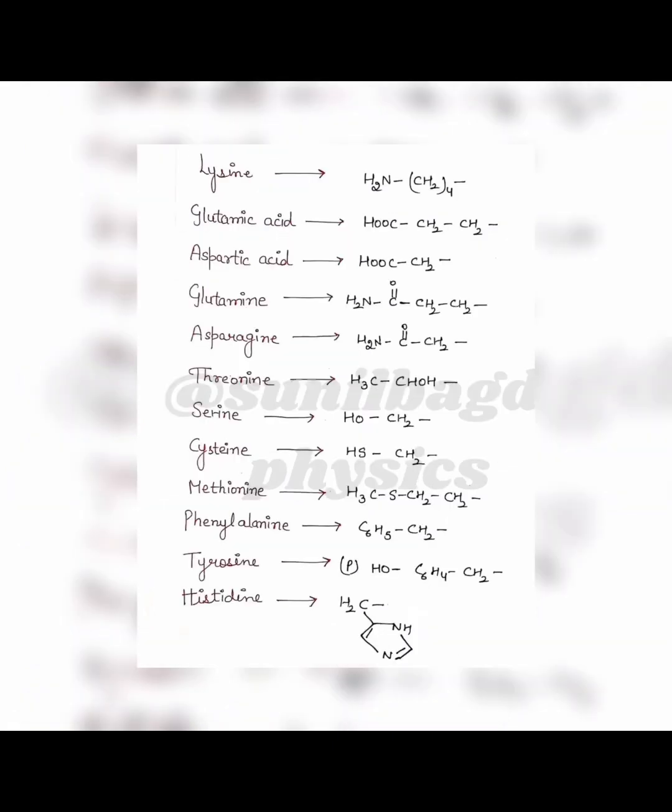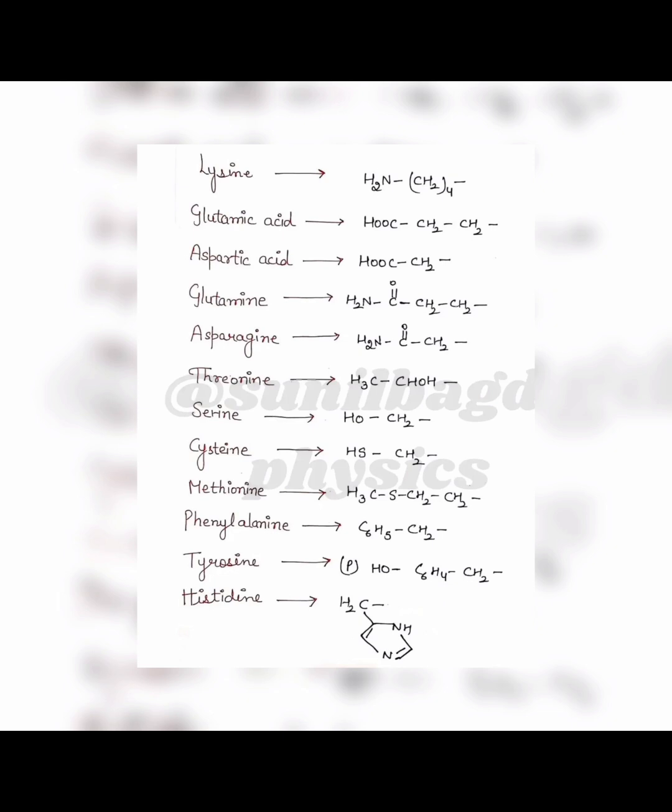Glycine contains H as the R group with respect to CH(NH2)COOH. So the molecular formula of glycine is CH2(NH2)COOH. Alanine contains CH3 as the R group. Valine contains (CH3)2CH. Leucine contains (CH3)2CH-CH2. Isoleucine contains CH3CH2CH(CH3). Arginine contains NH=C(NH2)NH(CH2)3. Lysine contains NH2(CH2)4.